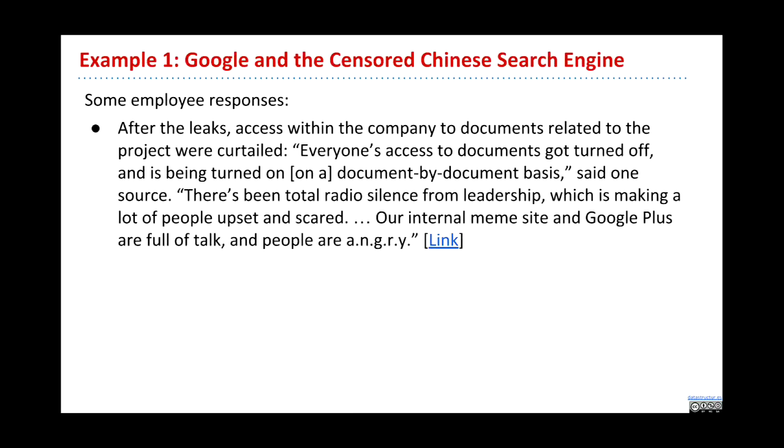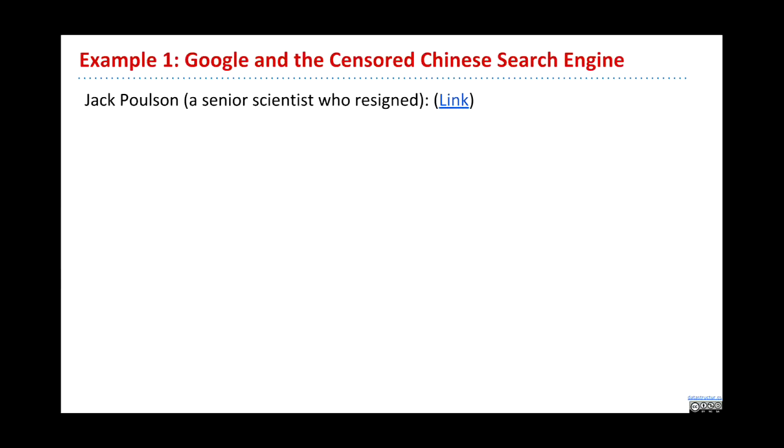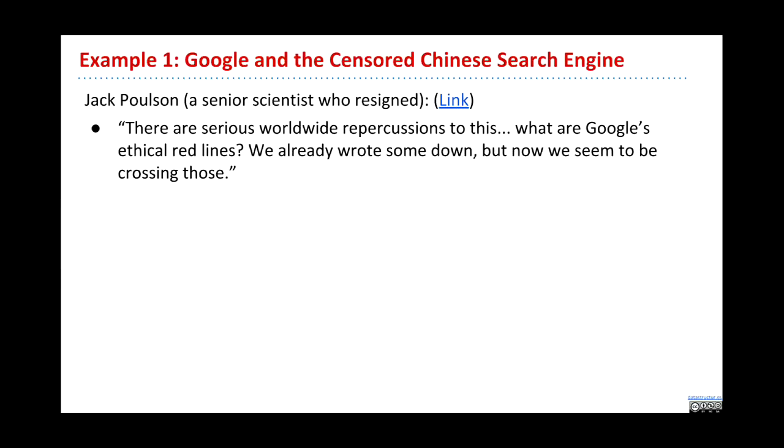For example, after the leaks, the company turned off access to documents about this project, and the leadership was totally silent, and people were pretty angry. Their internal meme site, which is probably pretty cool, was full of talk. Eventually, 1,400 employees signed a letter demanding transparency, and 5 employees resigned in protest, very notably Jack Paulson, who was the senior scientist. He said there's worldwide ethical repercussions to this and wants to know what Google's ethical red lines were.